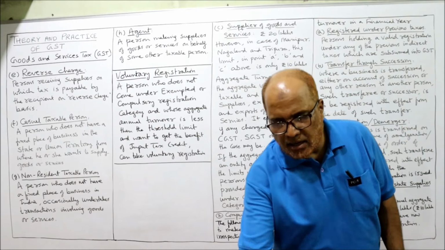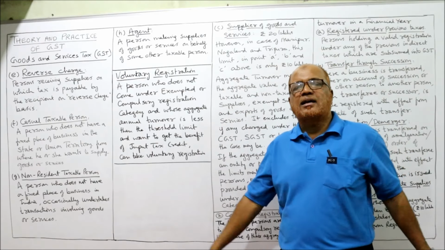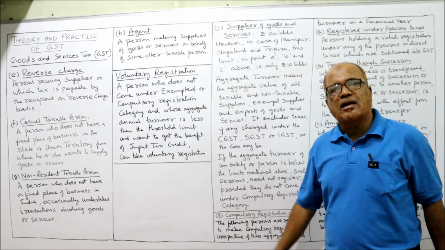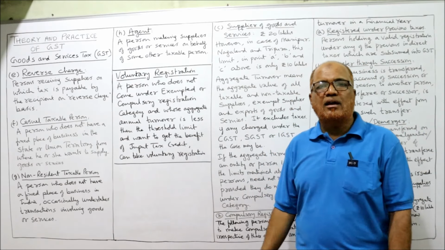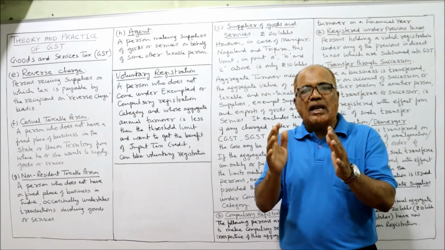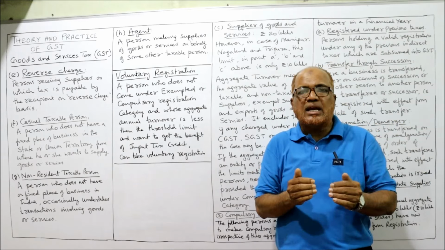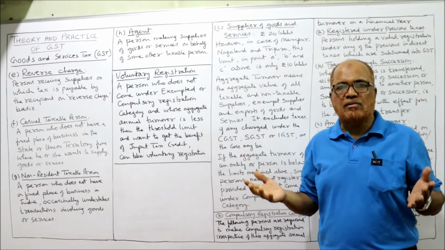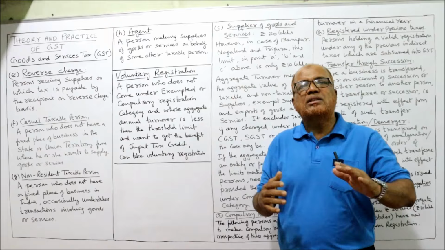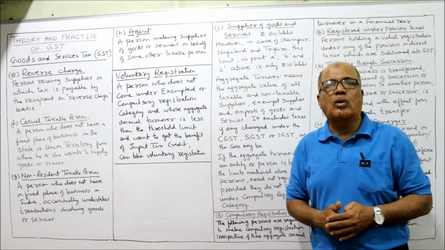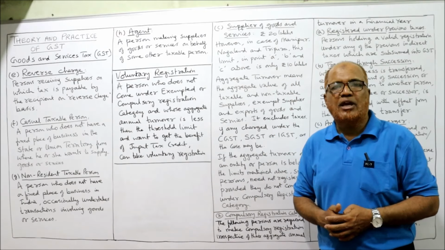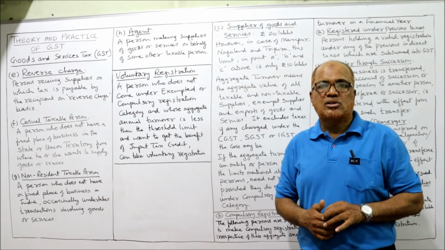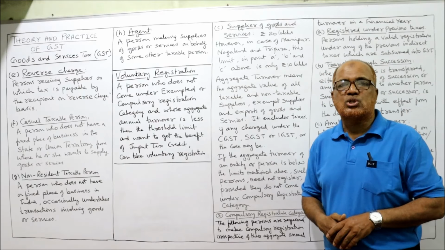So if a person does not come under the exempted category, is not coming under the compulsory registration category, and the total aggregate turnover is below the threshold, then it is voluntary whether they get themselves registered or not. Normally they will get themselves registered because they want the benefit of ITC, input tax credit, which they get if registered. So this is called voluntary registration.